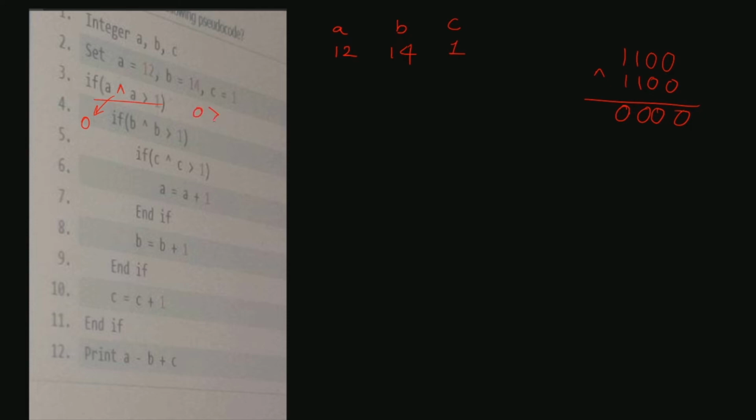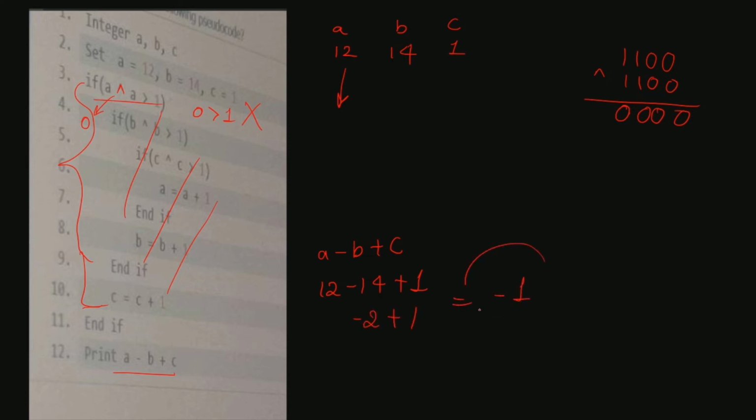So 0 is greater than 1, false. So we will not go inside this if, and this block of statements will not be executed, and directly we will print a minus b plus c. What is the value of a? 12 minus 14 plus 1. So 12 minus 14 is minus 2, plus 1 is equal to minus 1, and this is our answer. I hope it is clear.